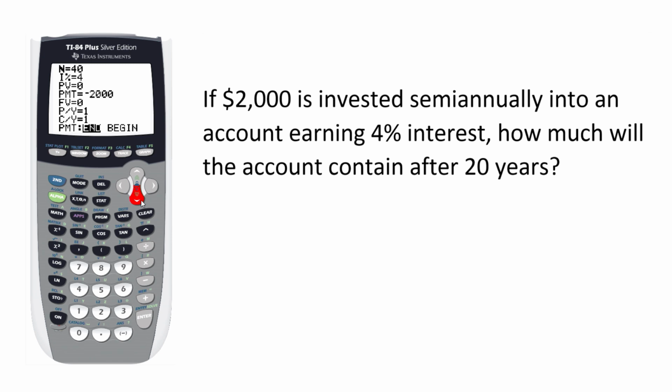The payments per year and compounds per year will both be 2 because we're compounding semi-annually and making payments semi-annually. Since this problem doesn't specify whether the payments are made at the end of the period or the beginning of the period, we'll assume that they're being made at the end of the period, which makes this an ordinary annuity. So what we want to solve for is the future value. So we'll go up to future value, we'll hit alpha and then enter.